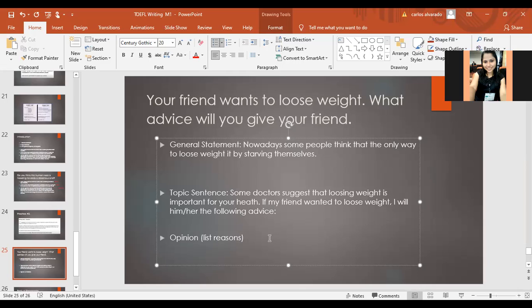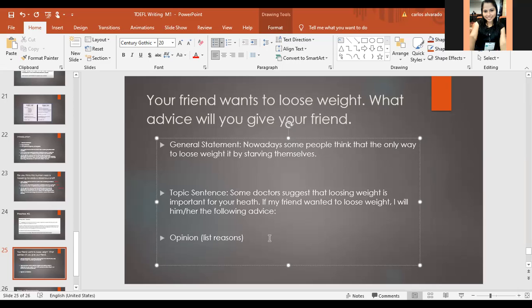And then finally, give your opinion, right? See a nutritionist, trained by a specialist. Okay, so for example, what reasons would you tell her? See a nutritionist and what else? And exercise under the supervision of a trainer.